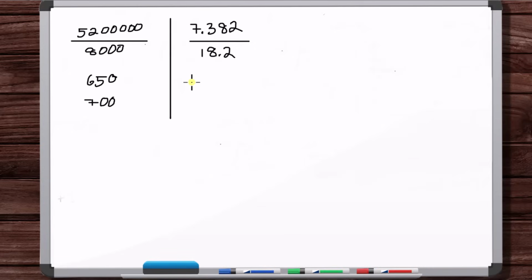$405,604. Okay, this has 4 significant figures. This has 3 significant figures. So we're going to round to 0.406. Right, so we're dividing now, but remember, division and multiplication in terms of significant figures is exactly the same.